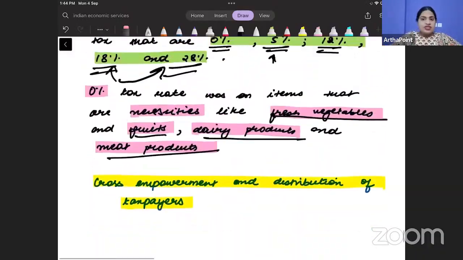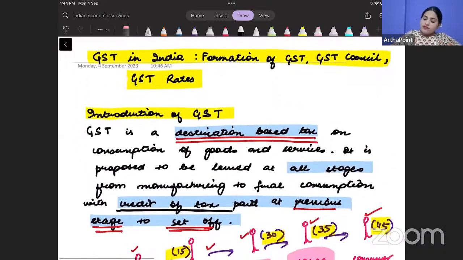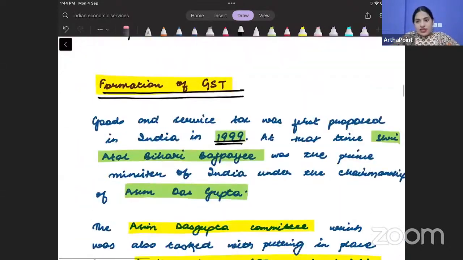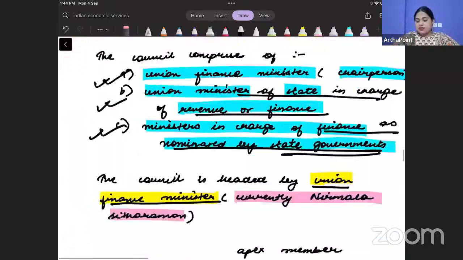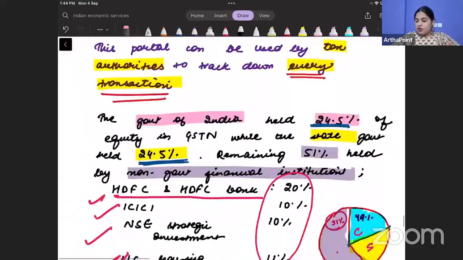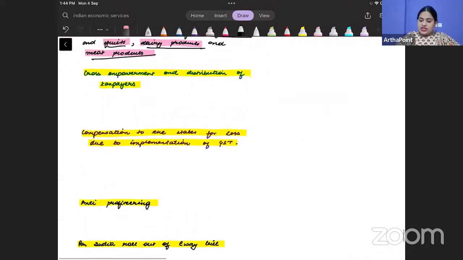So this is the first part that I wanted to cover today. What we have covered today is how GST was formulated, what the GST Council is, and what the different GST rates were. That's the first topic. The topics that I have in mind for the next class, beta, are these. We have covered this part now, so I want to talk about these topics tomorrow.